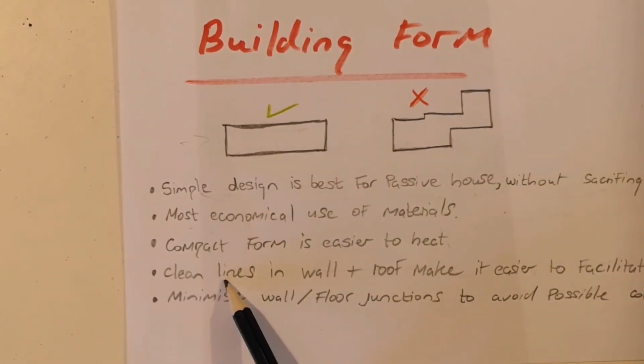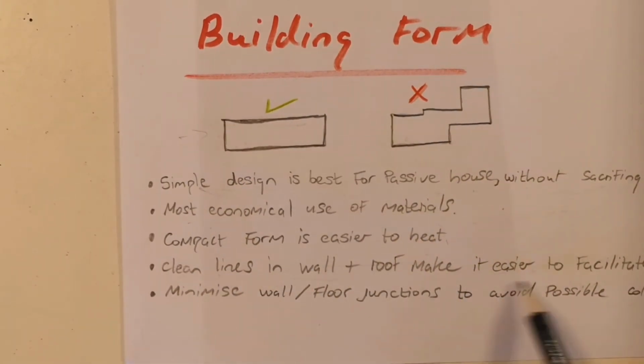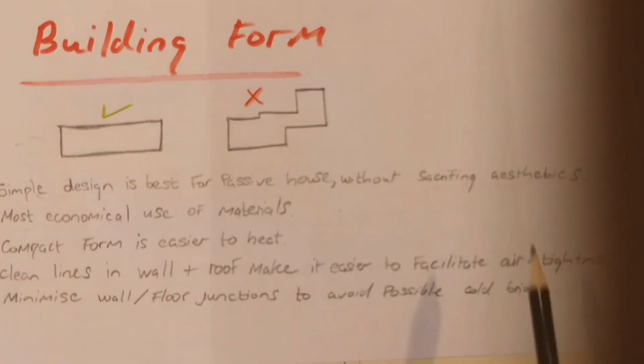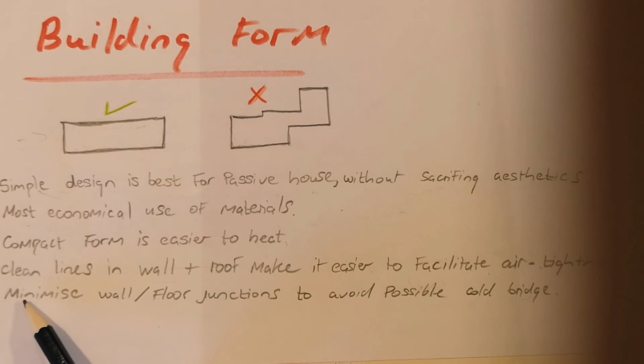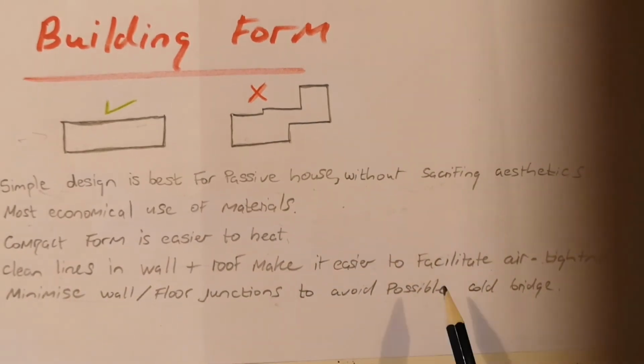Also, the clean lines in the wall and the roof, so everything being rectangular and straight, make it easier to facilitate air tightness. That's what I've put in here. And finally, guys, minimizing the wall and the floor junctions also to avoid a possible cold bridge.